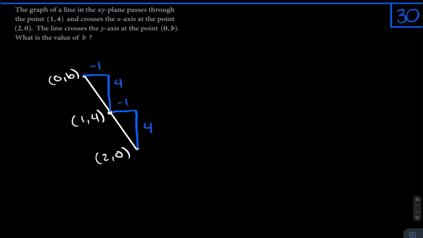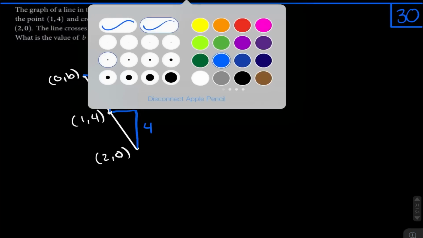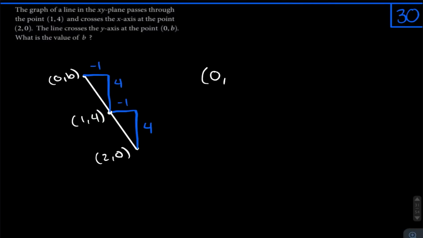And once we've done that, we are at what? Well, we're at 0, add this 4 to this 4, and you get 8. And so b equals 8. It's just a quick little problem.